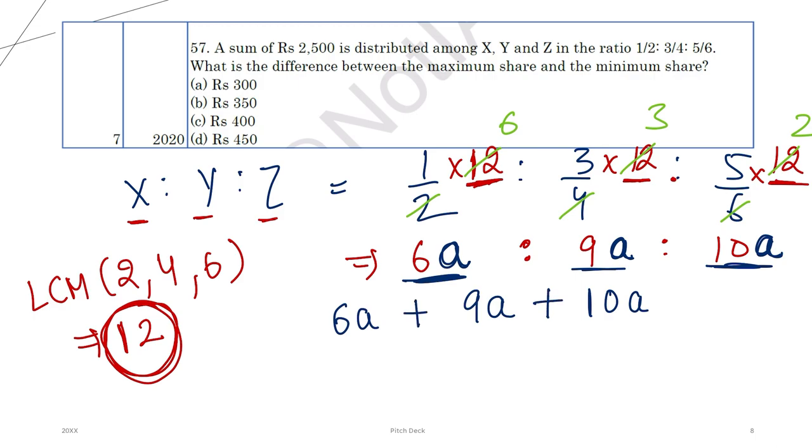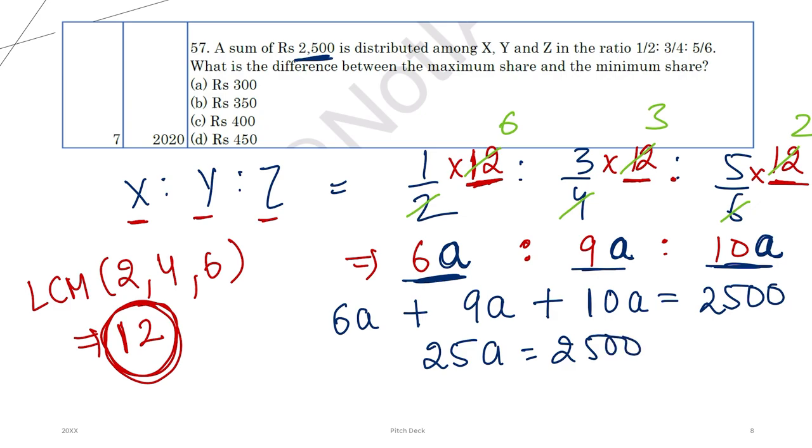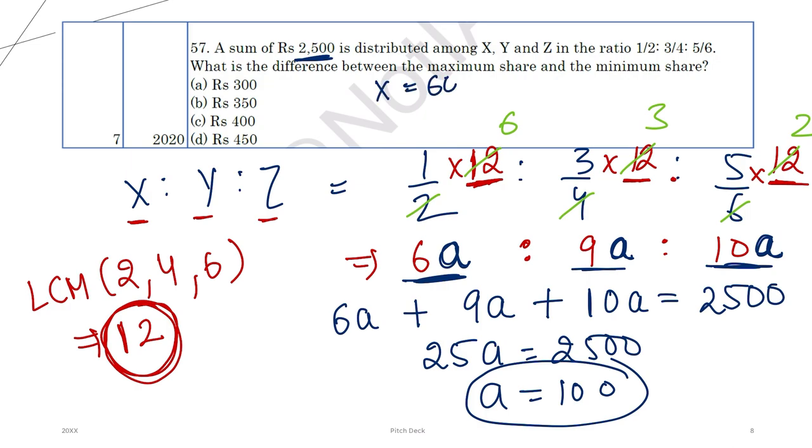So the total money got by them is 6a plus 9a plus 10a. It is given to you that they have got 2500. So 6a plus 9a plus 10a is 25a, which is equal to 2500. A is what? 100. So A is 100. So X has got 6a, meaning 600. Y has got 9a, that is 900. And the final person Z has got 10a, that is 1000.